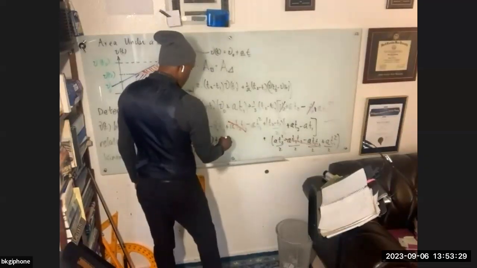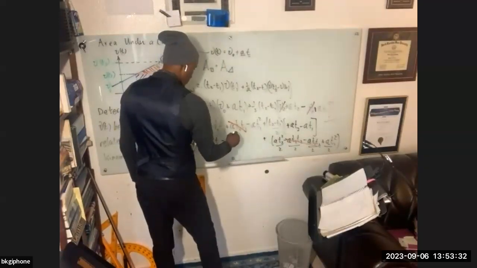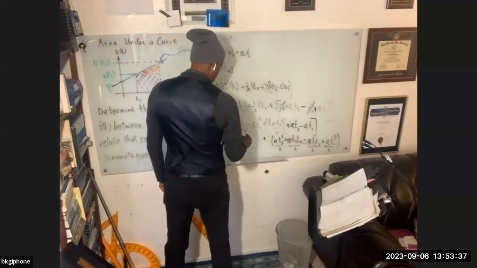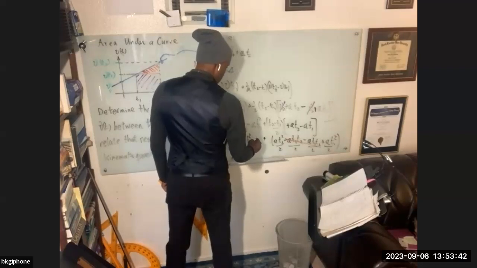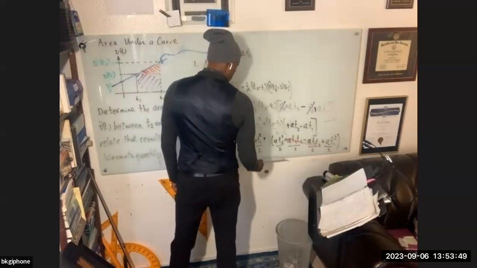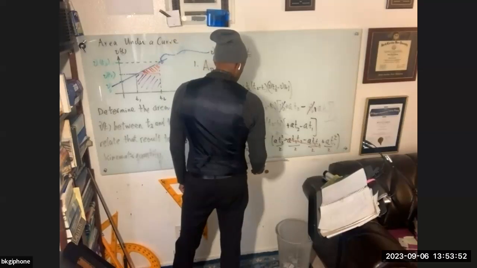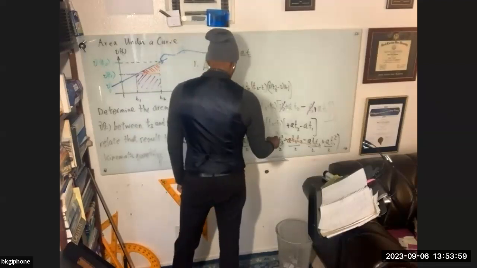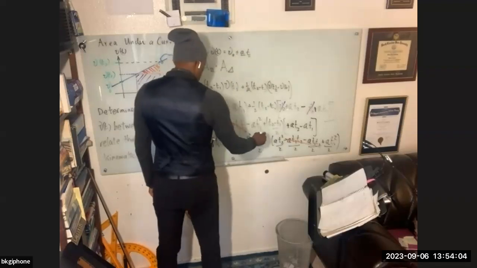So then this is a minus a T1 squared. So then I have these two terms here. I have a plus a T2 squared over 2 and a plus a T1 squared over 2. So yeah, this right here is equation 5.